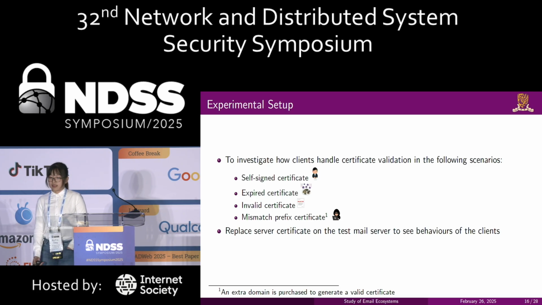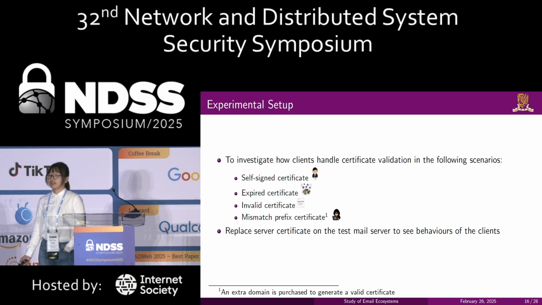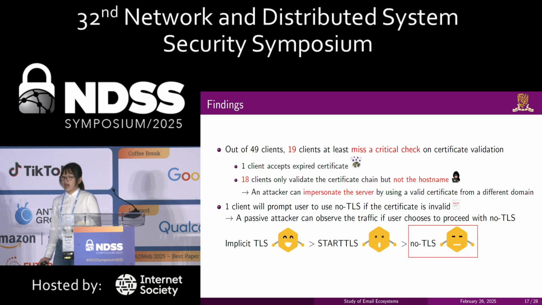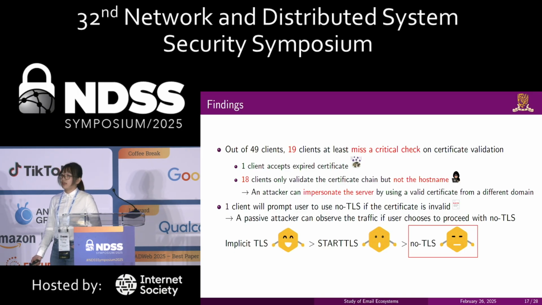The second part is that we want to see how the clients handle certificate validation under various scenarios. We designed 5 test cases here, and we try to replace the server certificates with our test mail server. We found that at least 19 of them will miss a critical check on certificate validation. To our surprise, most of them actually validated the certificate chain, but not the host name. For example, if an attacker uses a completely different domain and generates a valid certificate, they can easily impersonate the original legitimate email server.